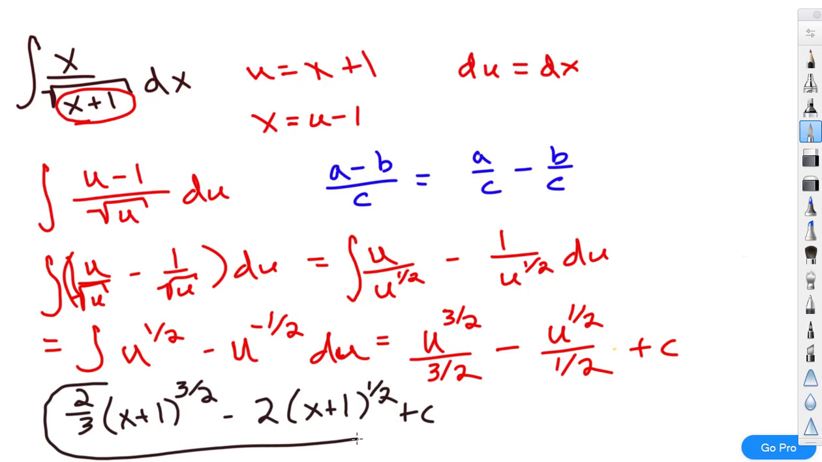So this would be our final answer, right here. Alright, don't forget, dividing by 3/2, that's the same as multiplying by 2/3. Dividing by 1/2 is the same as multiplying by 2. And we didn't want our answer in terms of u, we wanted it in terms of x. So that's how we got there.